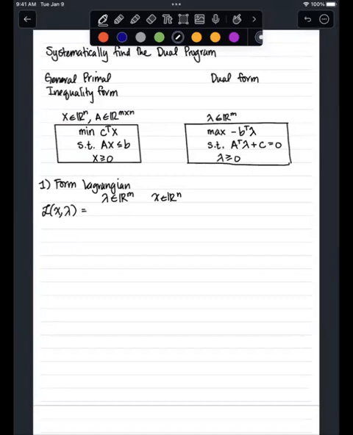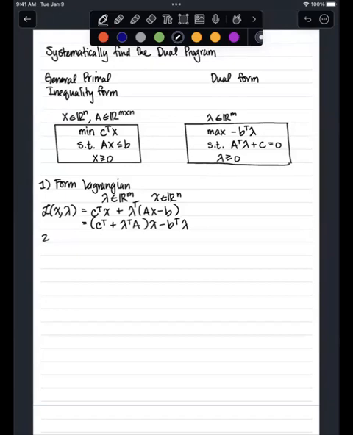The first thing we do is we add our objective function, c transpose x, plus our weights. We'll add a different weight to each one of the constraints. In this case, our only constraint is Ax less than or equal to b, but we want the form Ax minus b less than or equal to 0. After we reorganize things, we get (c transpose plus lambda transpose A) x minus b transpose lambda.